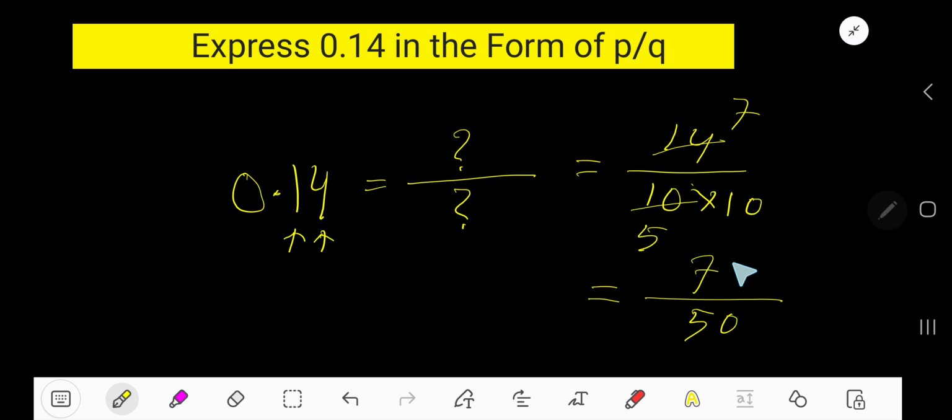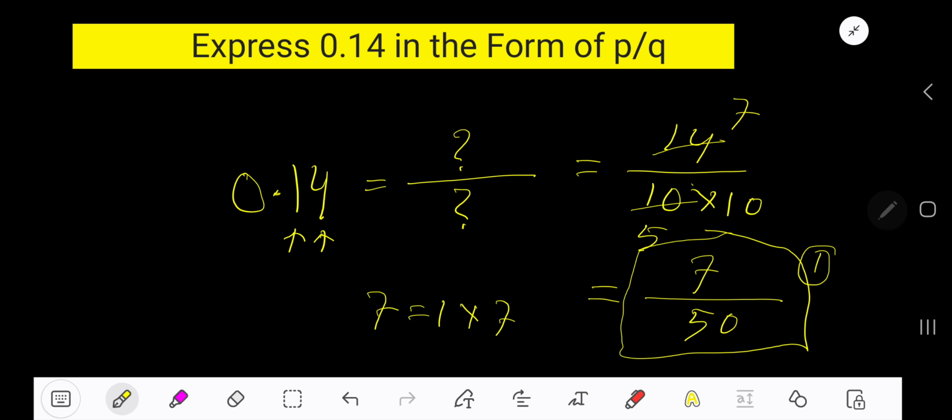This 7 is a prime number because it has just two factors, 1 and 7. Since 7 is a prime number, the common factor between 7 and 50 is just 1. And if you divide this 7 by 1, you'll get 7. If you divide 50 by 1, you'll get 50. So this is the lowest term or reduced form.